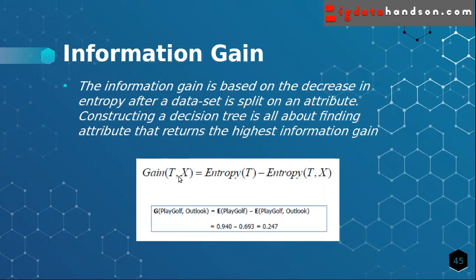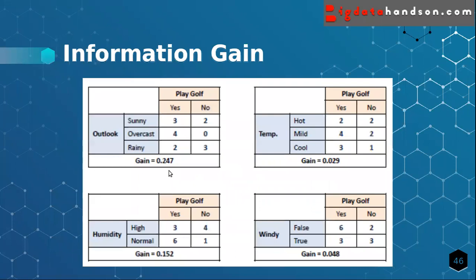So the gain of T comma X is entropy of T minus entropy of T comma X. We have calculated the entropy of play golf, which is 0.94, and then we want to calculate the entropy of outlook as well. Then 0.94 minus 0.69 would be the information gain. The 0.247 is the information gain of the outlook feature. Likewise we calculate the information gain for all other attributes.